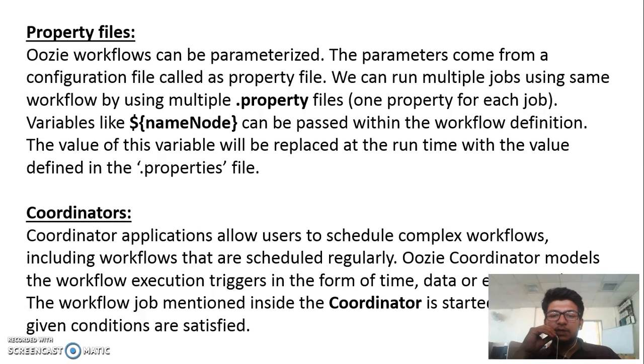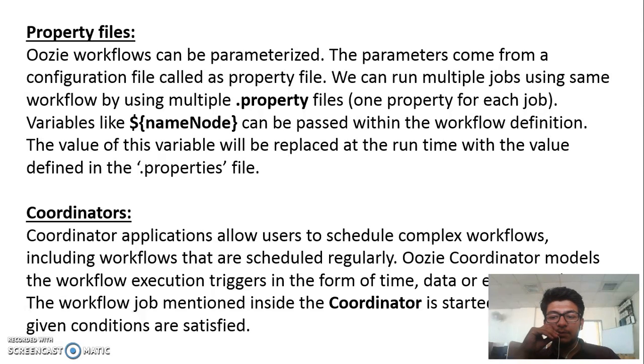Coordinator applications allow users to schedule complex workflows, including workflows that are scheduled regularly. Oozie coordinator models the workflow execution triggers in the form of time, data, and event predicates. The workflow job mentioned inside the coordinator is started only after the given conditions are satisfied. So basically what a coordinator does is that it makes sure that certain particular conditions are satisfied, and it triggers the execution of the workflow.